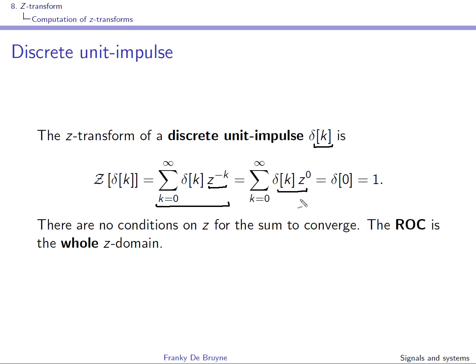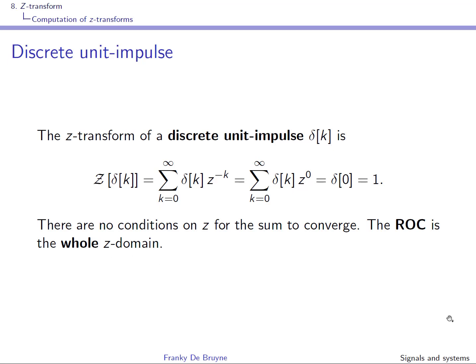So we end up with a sum of deltas, and of course there is only one delta that is going to contribute, the one located in 0, so this is why we have 1. There are no conditions on z for this sum to converge, so the domain of convergence is the whole z domain, right?